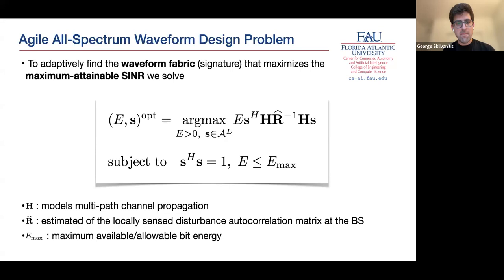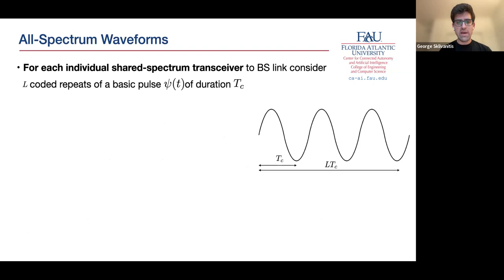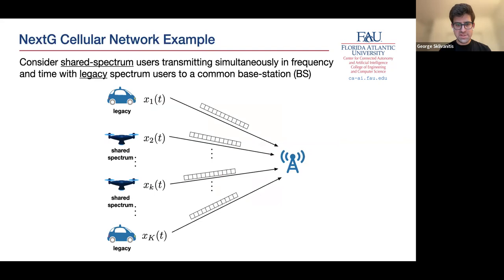This is the expression of the SINR at the receiver, the signal to interference plus noise ratio at the receiver. It's actually the maximum attainable SINR. So what we did here is that we calculated this expression by calculating the output of the maximum SINR filter at the receiver, considering that your code here is taking values from a finite alphabet alpha, right? Capital H here models the multipath channel propagation matrix. Capital R is an estimate of the disturbance that your receiver, in this case your base station, is calculating. E max is the maximum amount of energy that every user in our setup before can have, right? These are our users here.